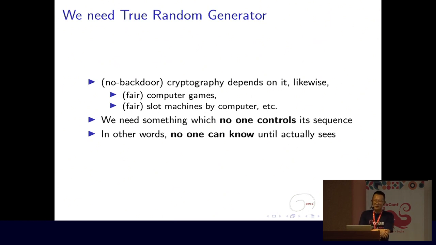Because suppose that someone controls random number generation in a computer or in a system, then someone can know beforehand the result. So we need something which no one controls its sequence. In other words, no one can know until actually seeing the sequence. That's the thing for true random number generator.